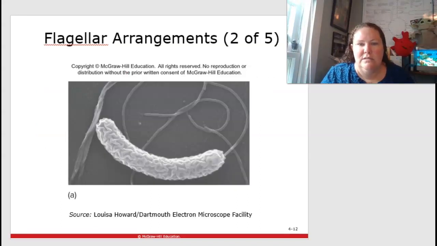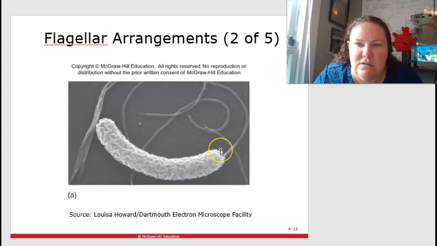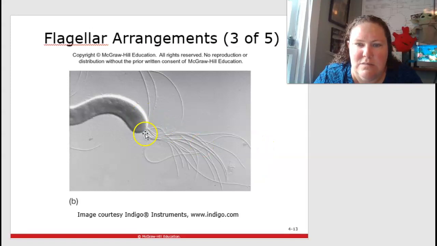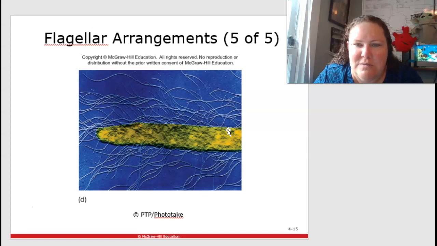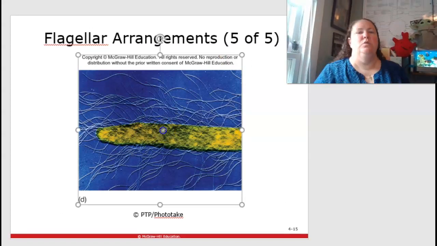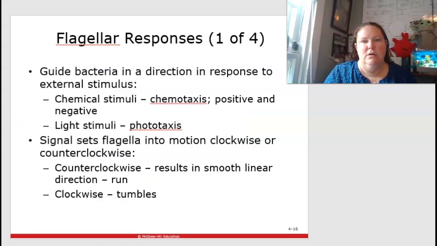So here is one where we can see we just have a single flagella, right? This one has multiple flagella, and then this one has spirochetes multiple, right? So you can see that there are different arrangements. This one has a ton. So that's where we're going to look at and see what types of arrangements we have.